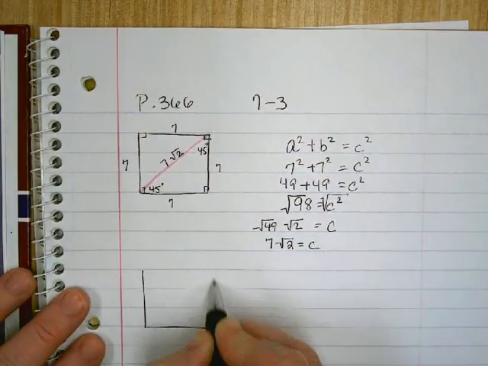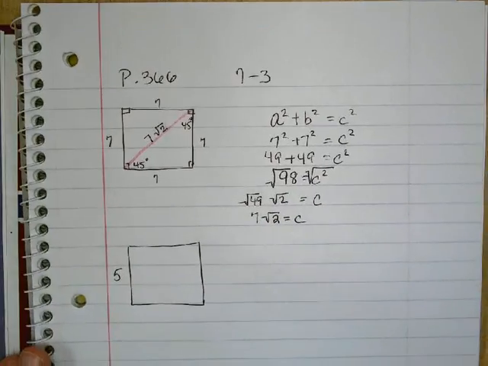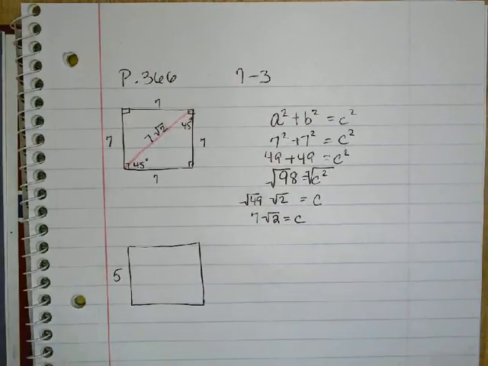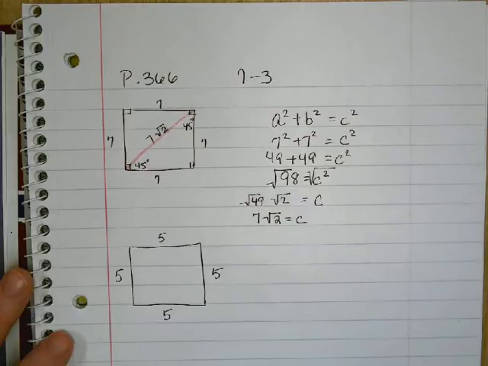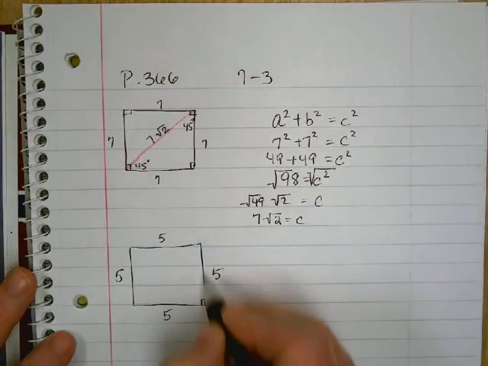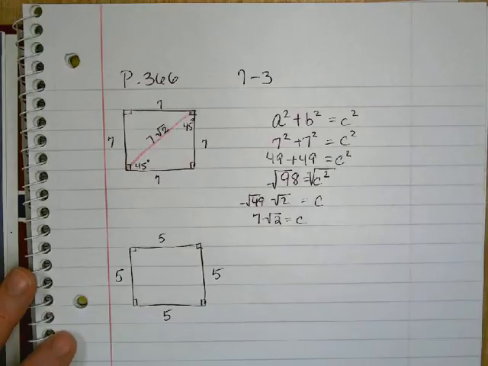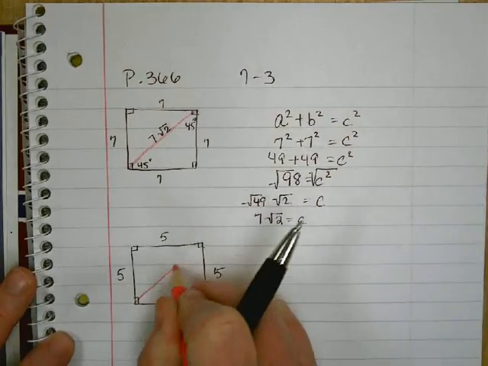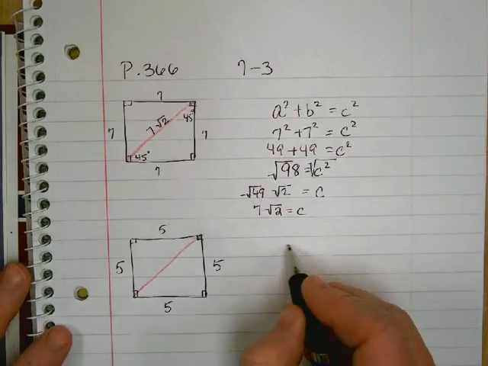Next square, and each side of this square is 5. Tell me everything you know. Okay. All the angles are 90. We're going to do the same thing. We're going to draw in a diagonal. What do we know about the diagonal? Well, how are you going to find the length of it?